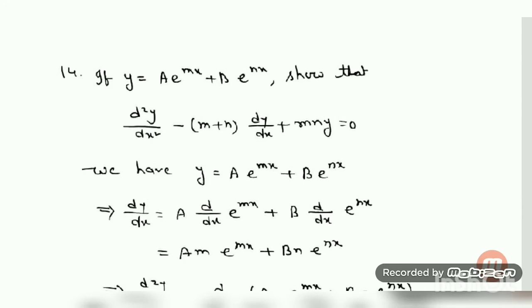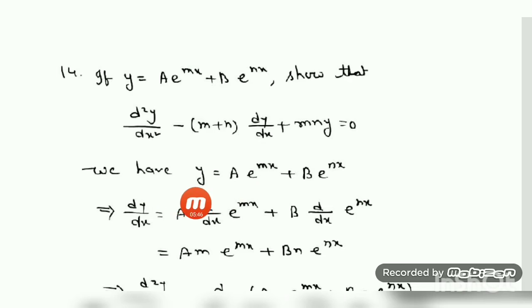Now let us go to question number 14. Given y equals a e to the power mx plus b e to the power nx, show that d2y/dx2 equals (m plus n) dy/dx minus mn y. So here also let us try whether it is possible to do it directly. Otherwise I will substitute on the left side. We will have your right hand side.